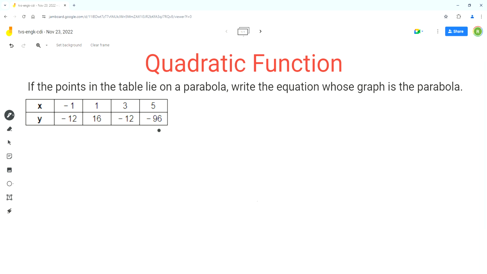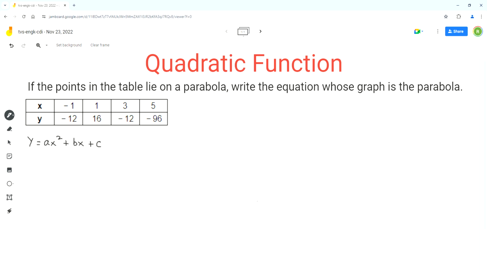Now, as you may know, an equation of a parabola can be written in three forms: the standard form, the factored form, and the vertex form. The easiest form to use for this problem is standard form. So we'll start by writing the general equation of a parabola in standard form. We have to find the value of a, b, and c for this parabola.